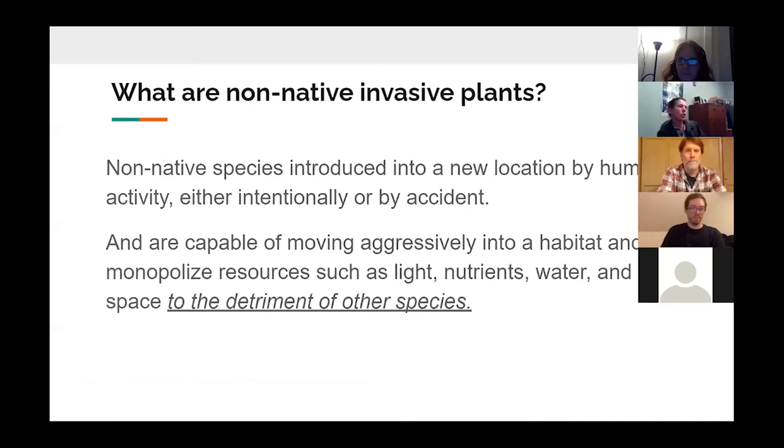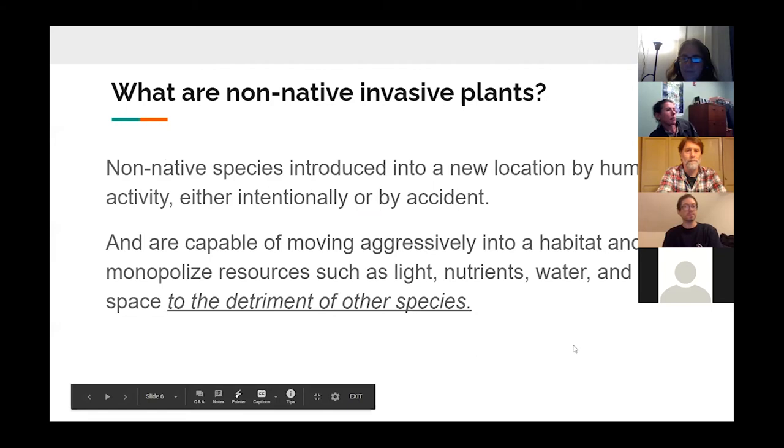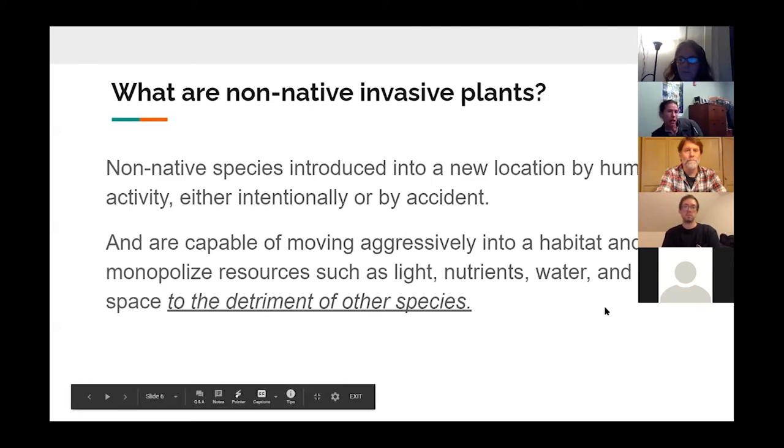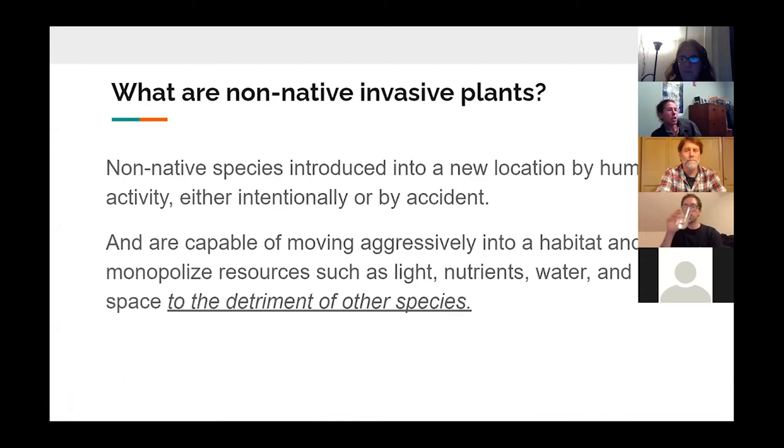Thank you. So one focus of the CISMA is on non-native invasive plants. There are two key characteristics to these species. Number one, species that have been introduced, often from another country into a new location, such as Vermont, by human activity. And number two, these species are capable of moving aggressively into a habitat and taking over the habitat to the detriment of other species. So these invasive plants do not have the insects or diseases to keep them in check like they do in their native countries. And they certainly take advantage of that when they're introduced into the United States.